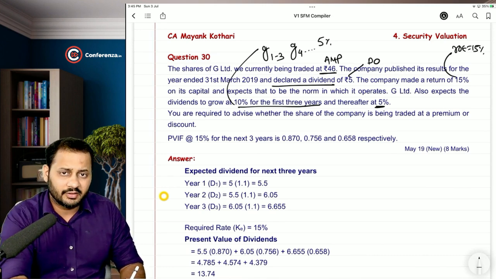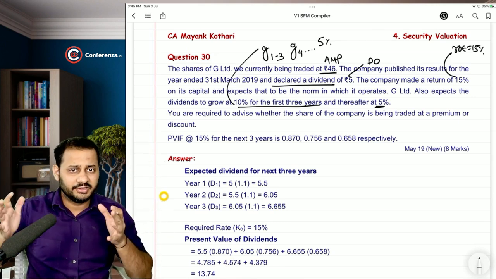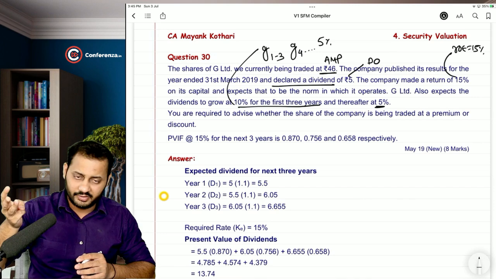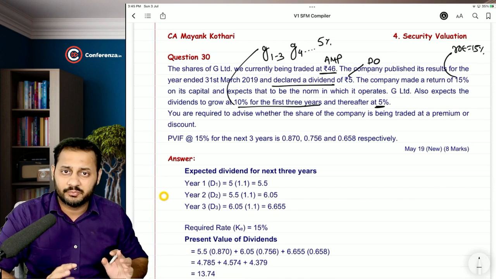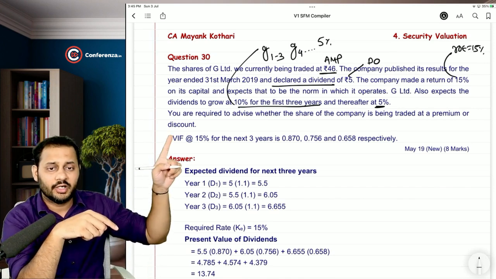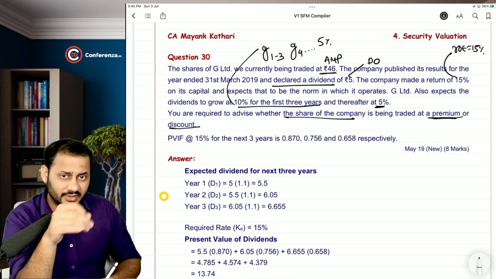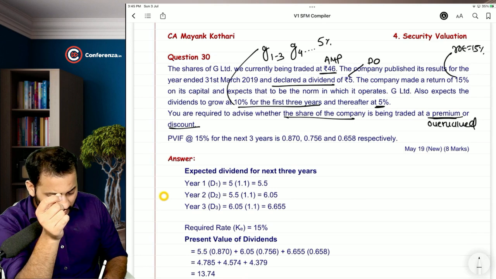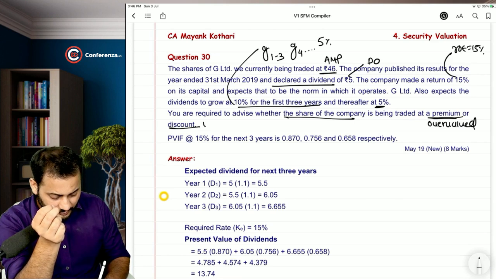Am I right in writing in such a manner? So this is a 2-stage dividend discount model. In the first stage, the growth rate is for 3 years and it is 10% every year. And after that, from 4th year onwards, perpetually the growth rate is 5%. This is the second stage. You are required to advise whether the share price of the company is being traded at premium or discount. Please underline the word premium. Below that, write down overvalued. Underline the word discount. Below that, or beside it in the adjacent space, you can write down undervalued.